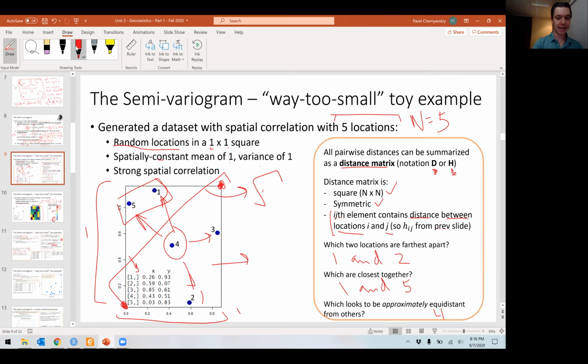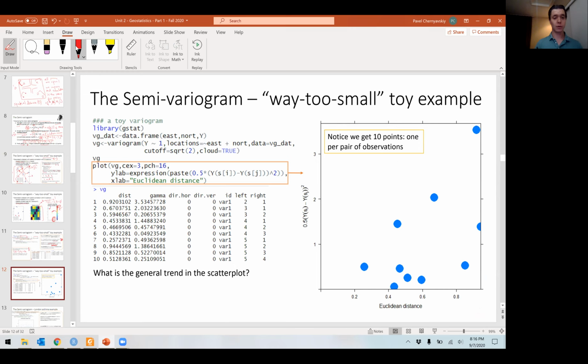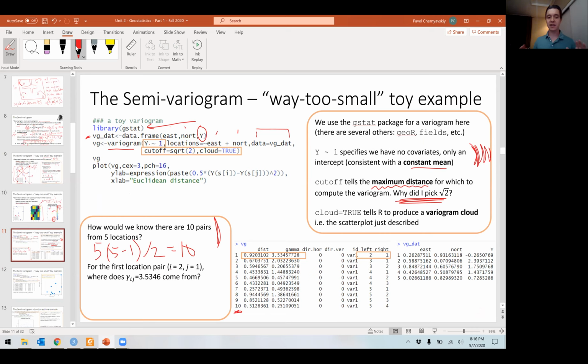I honestly don't know what it would give me as a default, but the other lesson to extract from this is be very careful of defaults. We know we have a 1 by 1 square, so for now, because I'm trying to demonstrate all n pairs, I will simply pick the largest possible distance as my cutoff. In a 1 by 1 square, the largest possible distance is the square root of 2. Finally, cloud equals true tells us that we want to produce this variogram cloud that we've been talking about, which gives us the distance between all pairs of observations versus the half the squared difference between all pairs of observations.